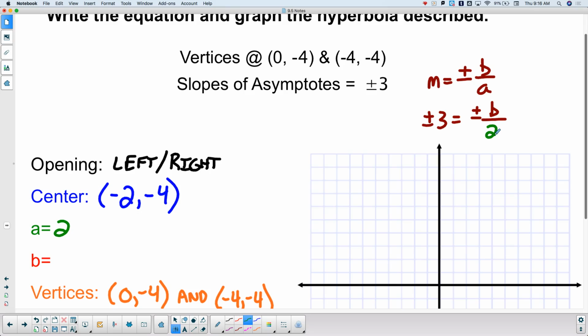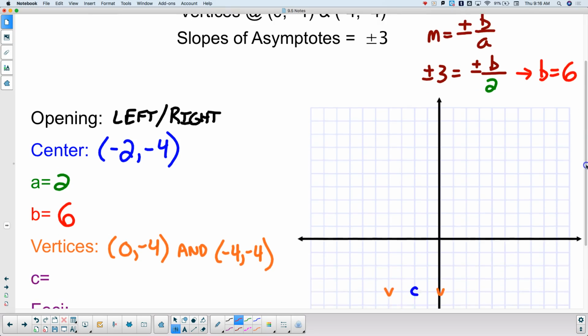Right? So what divided by 2 is 3? 6. So B has to be 6. Okay? Mathematically, that's how we can do it.